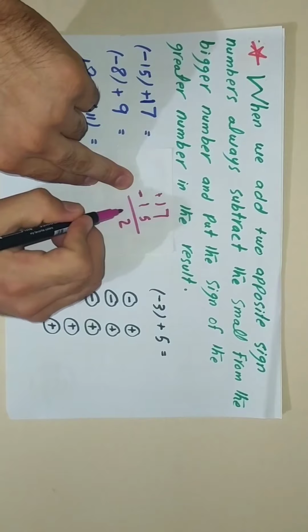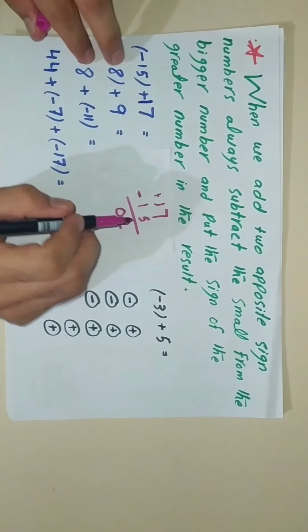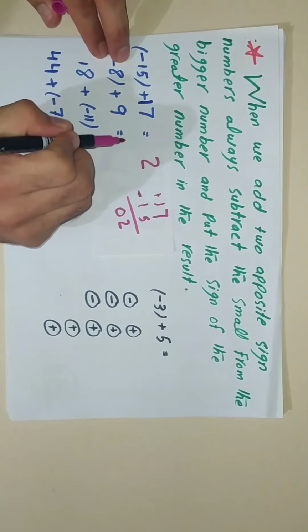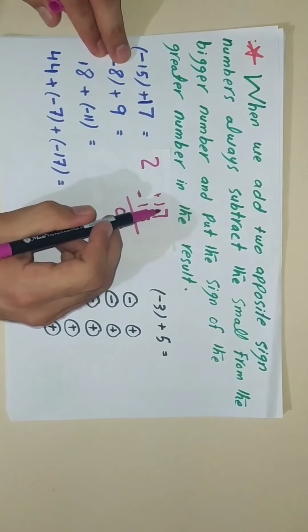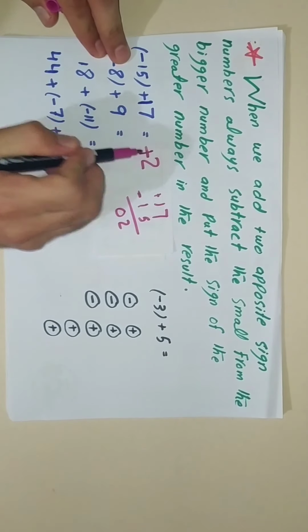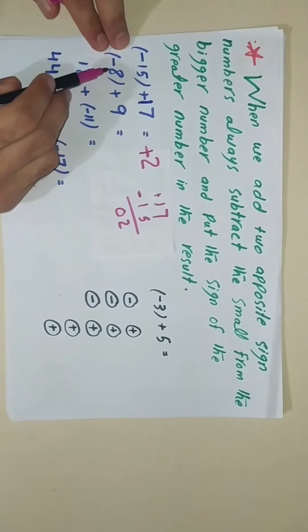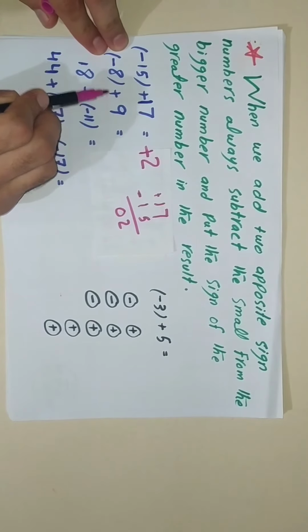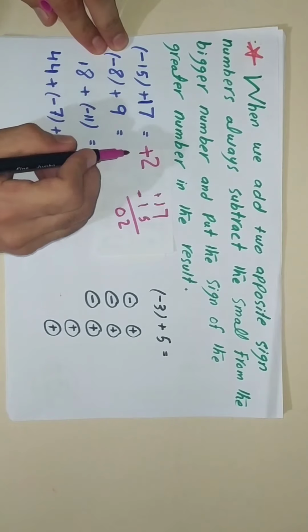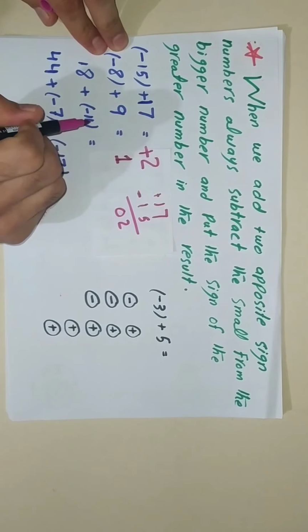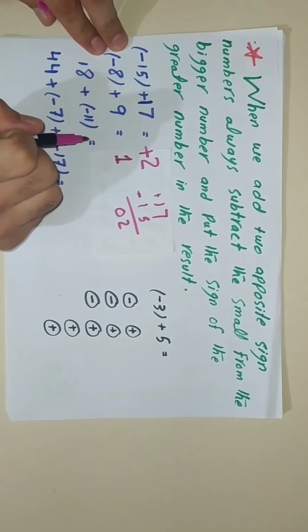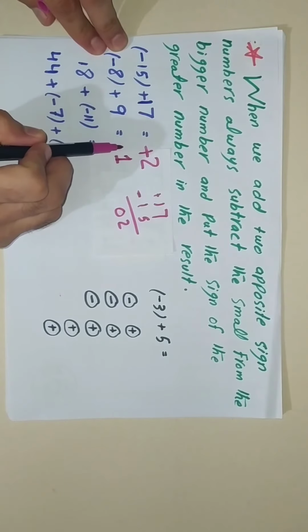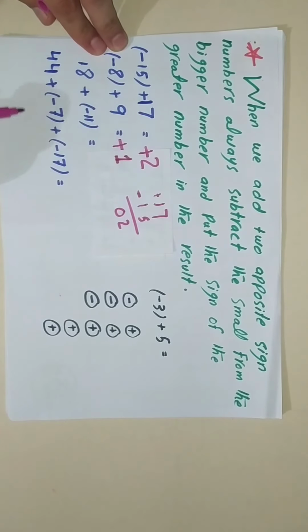If I subtract 5 from 7, it will be 2, and 1 minus 1 is 0. So the answer will be 2. But I have to put the sign of the greater number. 17 is greater, so it is plus 2. The other example is minus 8 plus 9. If I subtract 8 from 9, the answer will be 1. I have to put the sign of the greater number. 9 is greater, so I put a plus sign here.